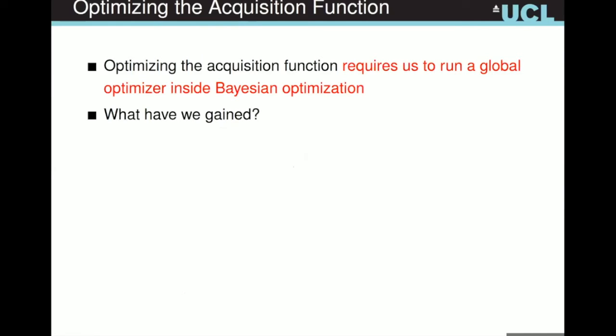And the question is, why don't we just run a global optimizer directly on the true function instead of doing all this machinery with the Gaussian process, and then use the Gaussian process to evaluate these acquisition functions and then optimize these acquisition functions? So what have we actually gained? Have we gained anything?